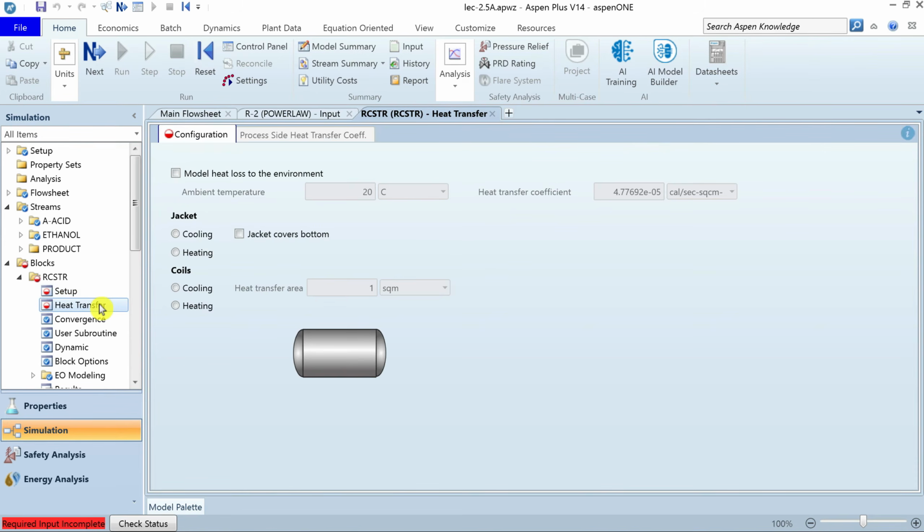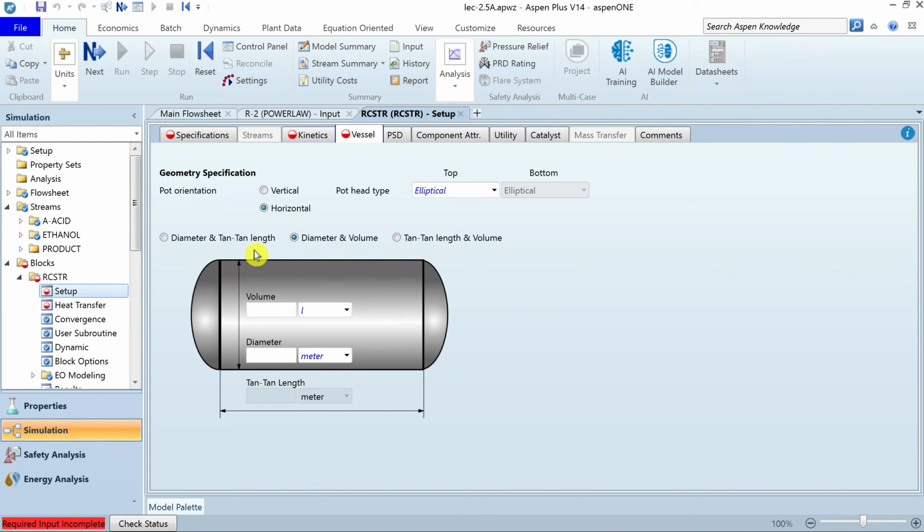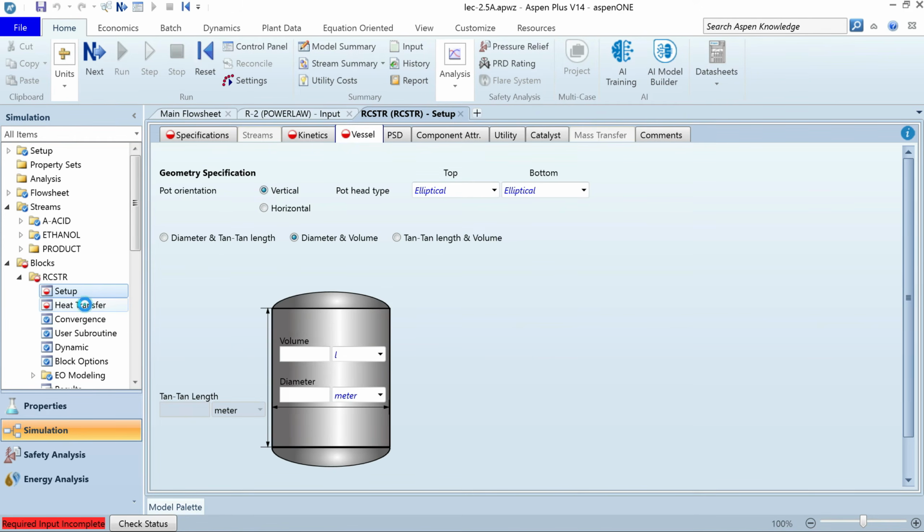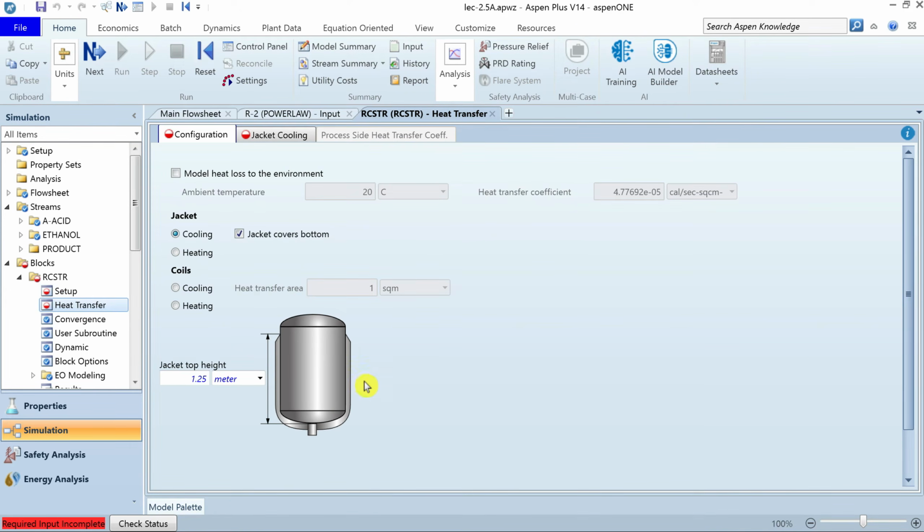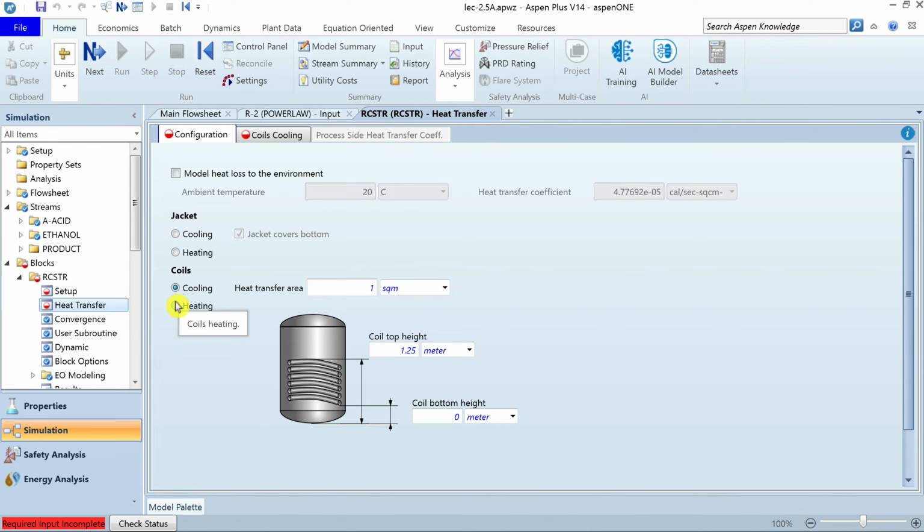In the heat transfer tab, you can use a jacket type heating and cooling mechanism or a coil type heating and cooling mechanism. Let's put the geometry into the vertical arrangement for better visualization. It is possible to simulate a jacketed CSTR while placing the jacket at the bottom as well or excluding it. Alternatively, you can place a coil around or inside the CSTR vessel.